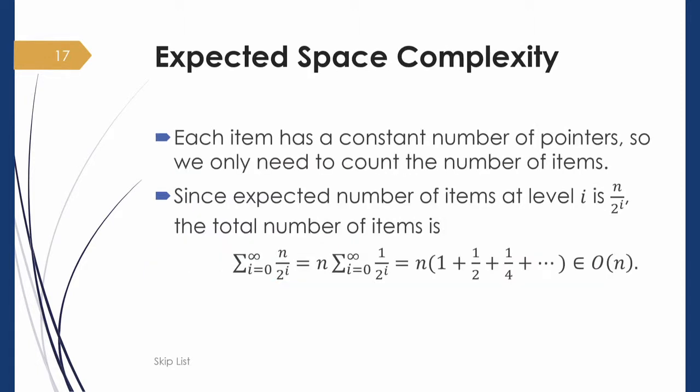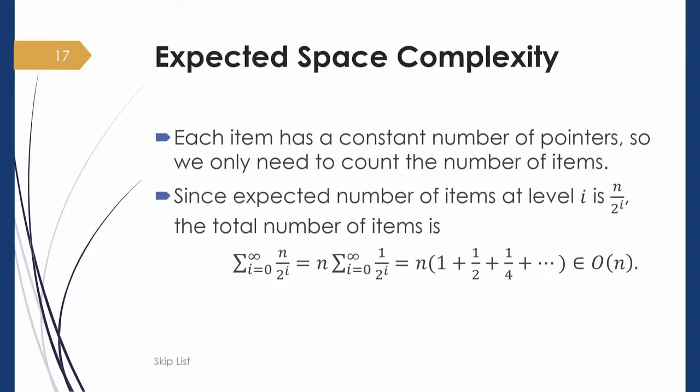Now, let us look at space complexity. This is the amount of space we need to store the data structure, and notice that each item in the skip list has a constant number of pointers. There is one pointer pointing up a level and another pointer pointing to the replica of the item one level down, one to the left and one to the right. So, there are 4 pointers per item in the skip list.